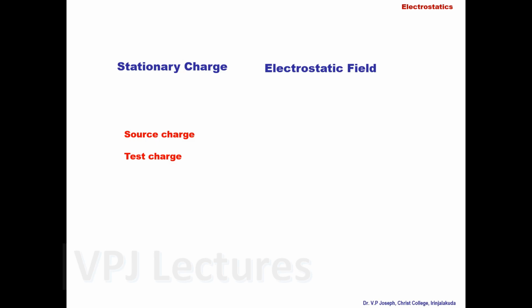By source charge we mean something that generates an electric field. Usually the source charge is represented by the letter small q. And we can see that this charge produces some electrostatic effect around this point charge, and that region is called the electrostatic field. It is a region around a source where some electrostatic effect is experienced.